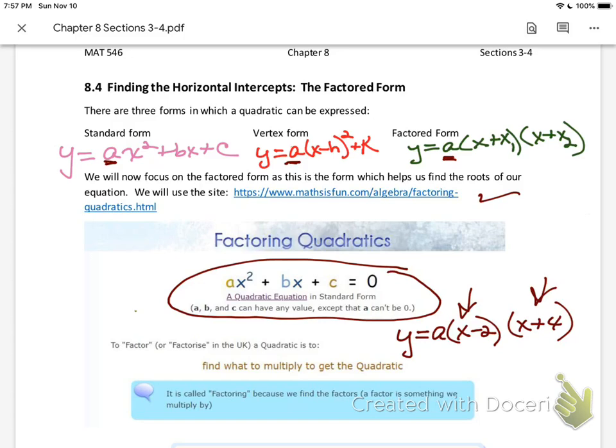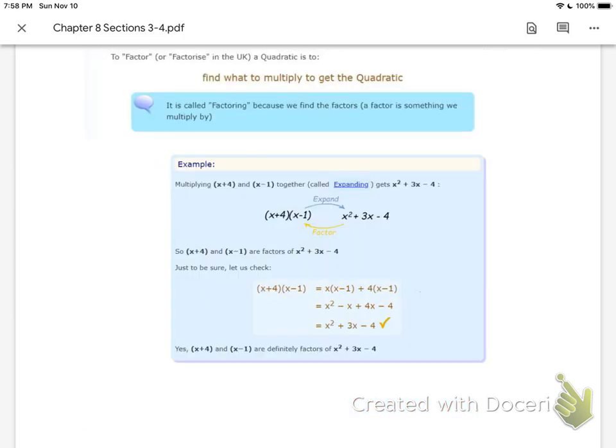Okay, let's move on to our next slide. In this slide, the example that's right here shows how to multiply factors together, and the goal is to get the standard form back. What they are doing is a process called expansion. They're expanding it. When you expand your factors, you get back the standard form. When you factor your standard form, you get back your factors. So be able to discern whether you're expanding or factoring and use the right terminology.